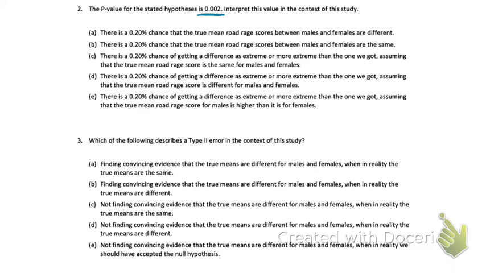Which ones do you guys think we can mark off? What can we disqualify? A and B. Why can we disqualify A and B? Because we're not talking about range.